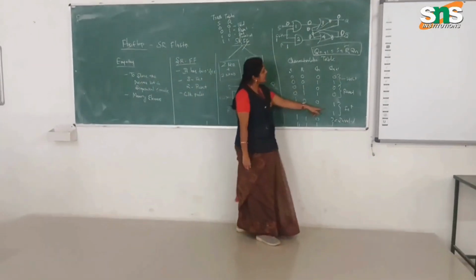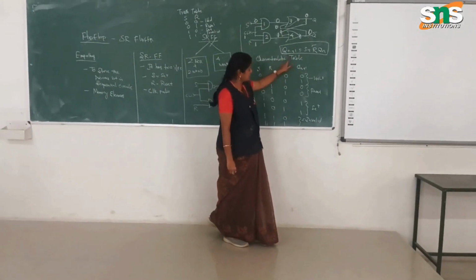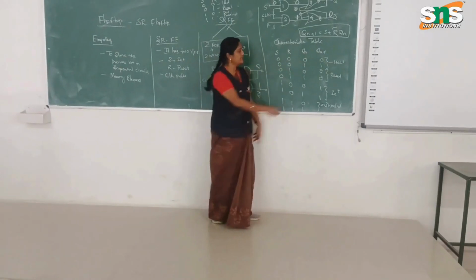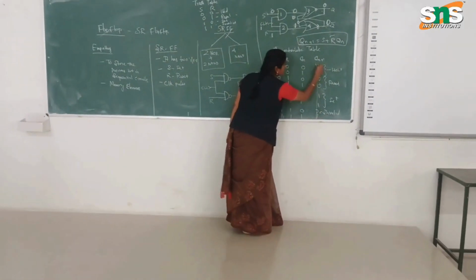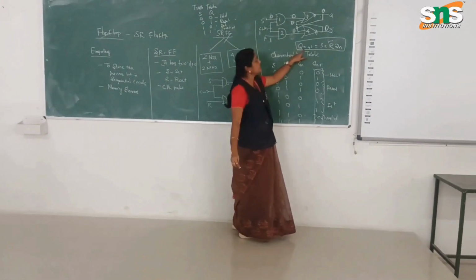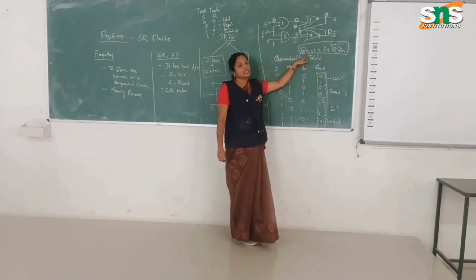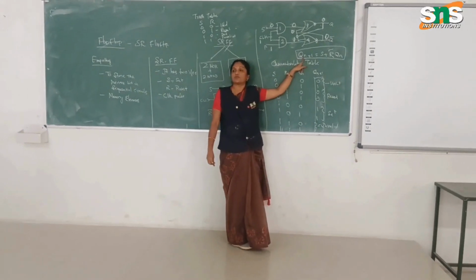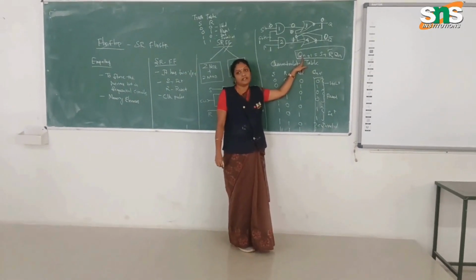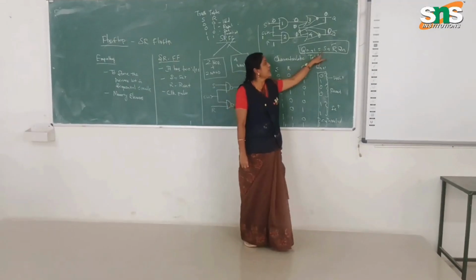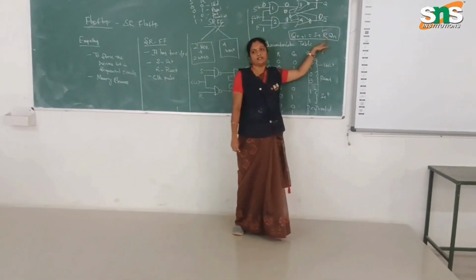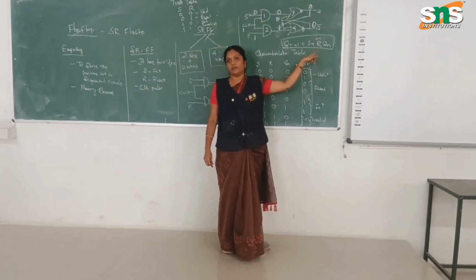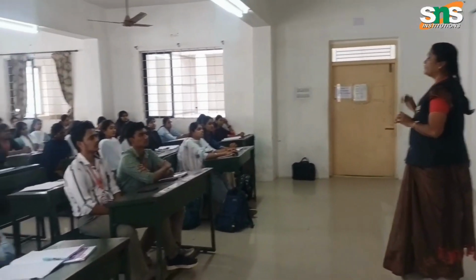Using this characteristic table, we can minimize using a Karnaugh map and get the characteristic equation. The characteristic equation is Qn plus 1, the next state of the SR flip-flop, equal to S plus R bar Qn. This is the characteristic equation of the SR flip-flop. That was the operation of the SR flip-flop.